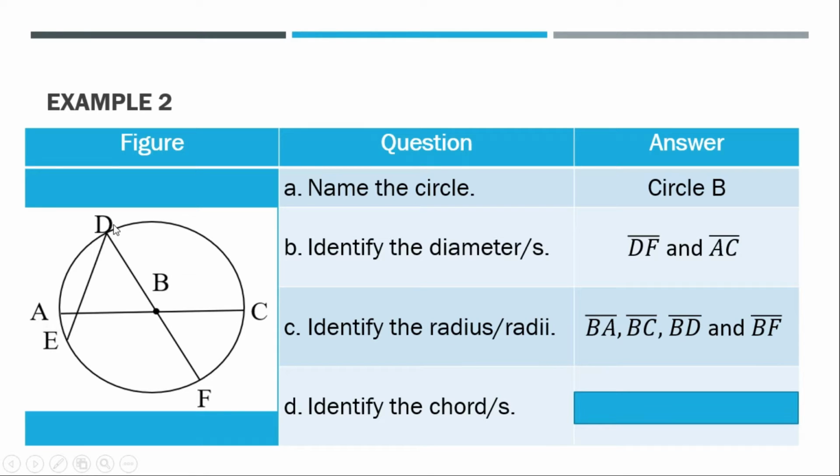1, 2, 3. See, we only have 3 chords. So, these are line segment DE, line segment DF, and line segment AC. So, ganun lang kadaling i-identify kung ano yung ating diameter, radius, at chord ng ating circle. Okay?